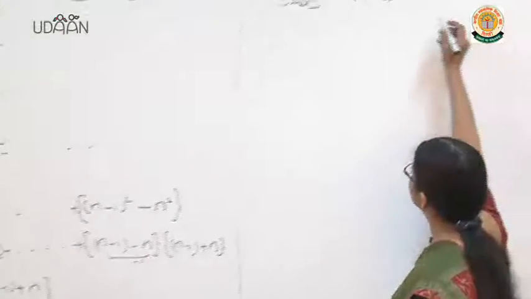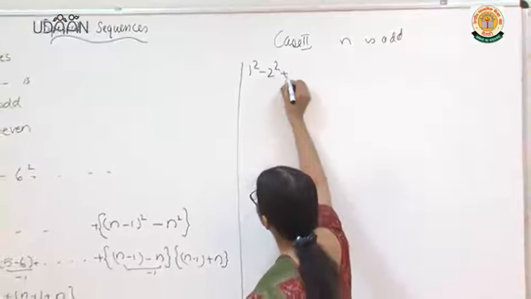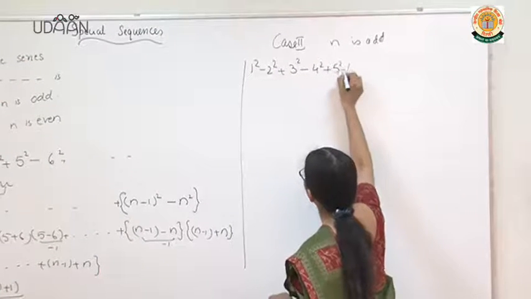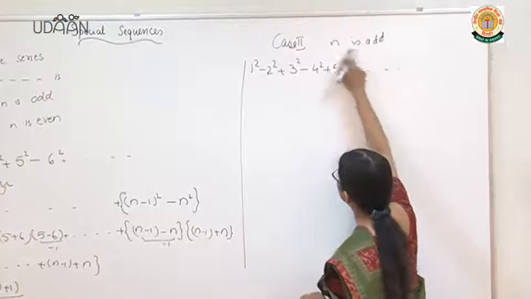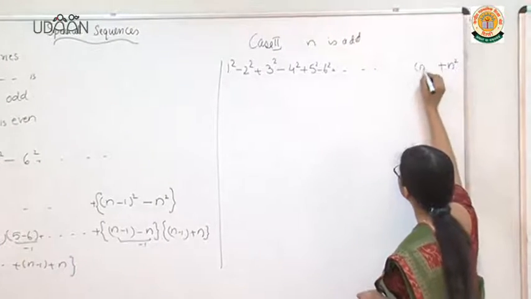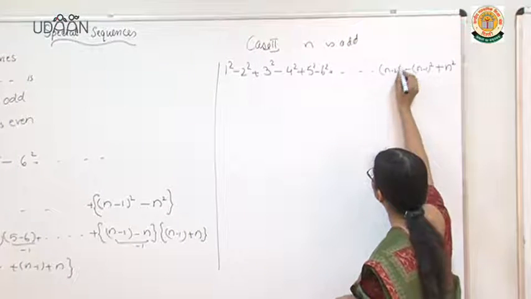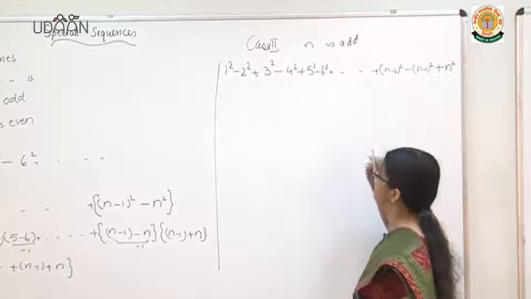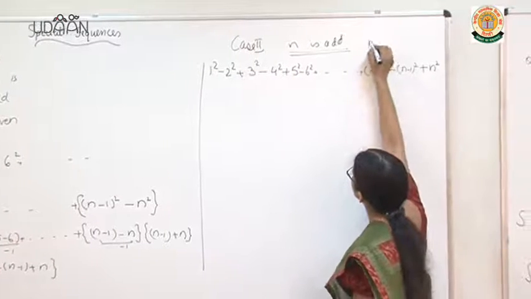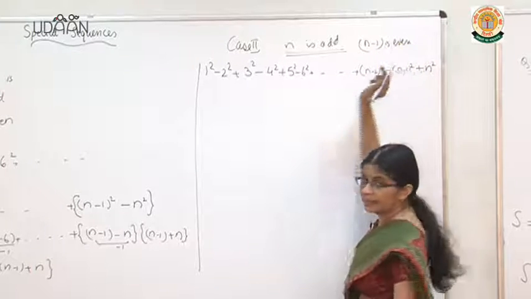Second case, when n is odd. The series becomes 1 square minus 2 square, 3 square minus 4 square plus 5 square minus 6 square etc. N is an odd number, so the last term is plus n square, n minus 1 the whole square will be minus, and n minus 2 whole square will be plus. Now look, n is an odd number. What can you say about n minus 1? n minus 1 is even.